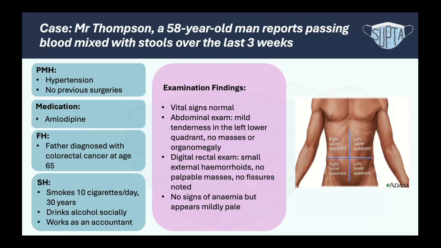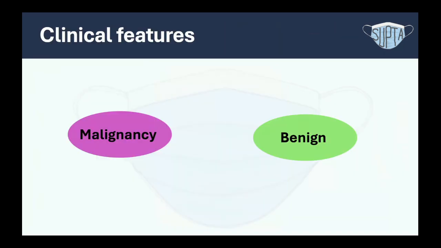Someone mentioned UC, ulcerative colitis. Yeah, exactly. Anything else? Nothing in your chat now? Oh, that's fine. That's okay. Let's look at some clinical features that allow us to differentiate between malignancy and benign causes of GI bleeding.